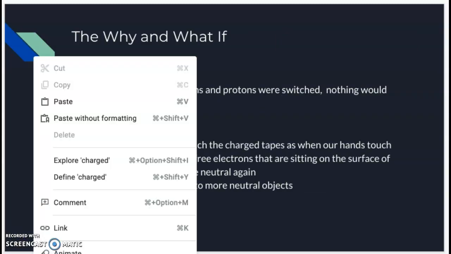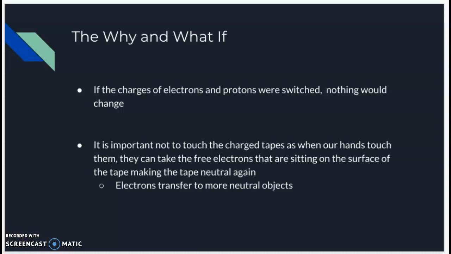Now the first question we asked was, what if electrons had positive charge and protons had negative charge? What would change about the observations you made with your tape and other charged objects? To answer this question, I said that nothing would change if electrons and protons had their charges switched. This is because positive charges and positive charges would still repel each other, and positive charges and negative charges would still attract each other.